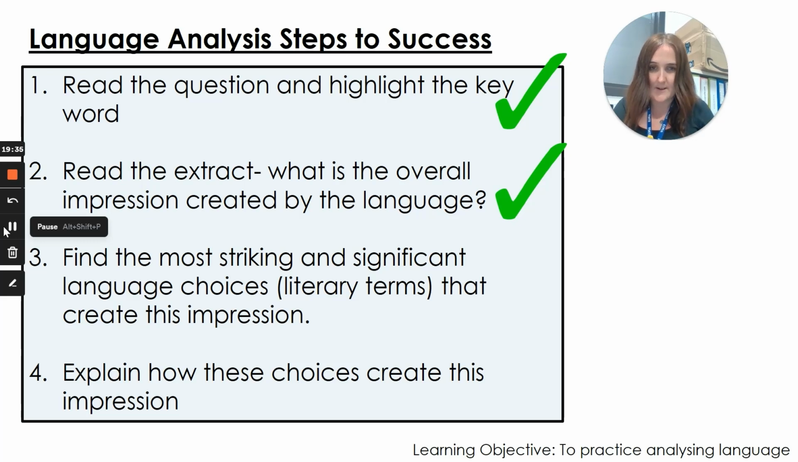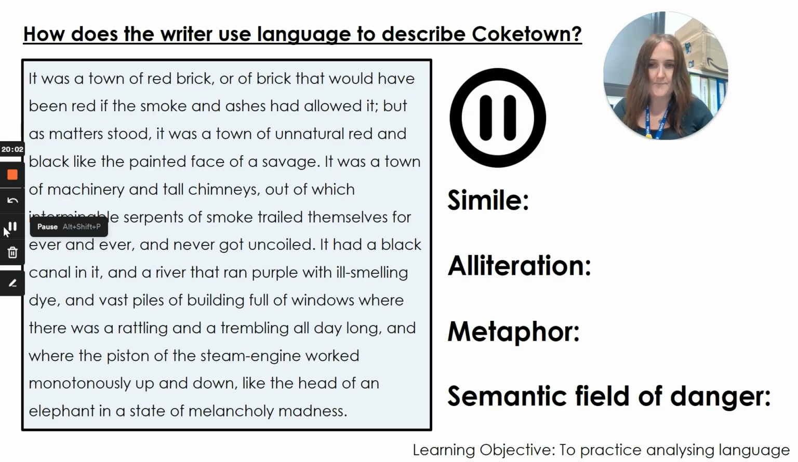So we've read the question, we've highlighted the keyword, we've read the extract, and we thought about the overall impression created by the language. So tick, tick. We're now going to move on to number 3. Number 3 is where we're going to bring back our retrieval practice from the start of the lesson. We're now going to be looking for all of those really significant language choices, which are probably going to be one of those literary terms, to think about exactly how that impression is created.